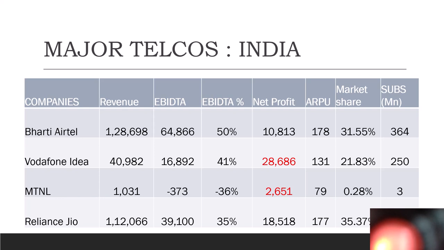But churn rate means how many people leave. Suppose you have 1 lakh subscribers with you and say 5,000 subscribers leave you. So the churn rate will be 5%. Okay, fine.